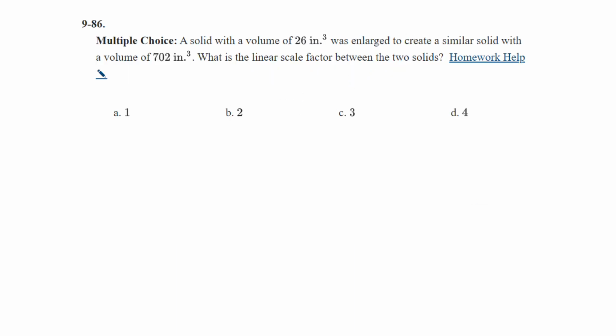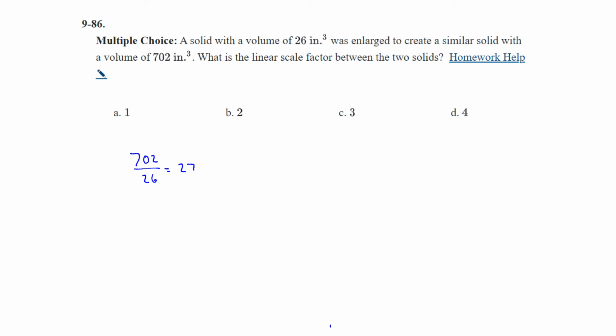Question 86, multiple choice. A solid with a volume of 26 inches cubed was enlarged to create a similar solid with a volume of 702 inches cubed. What is the linear scale factor between the two solids? Well, let's first figure out what the ratio is. So we'll take 702 and divide it by 26. And that is equal to 27.